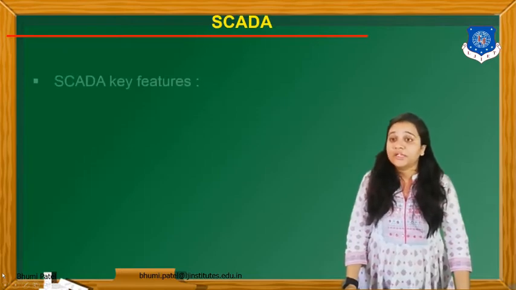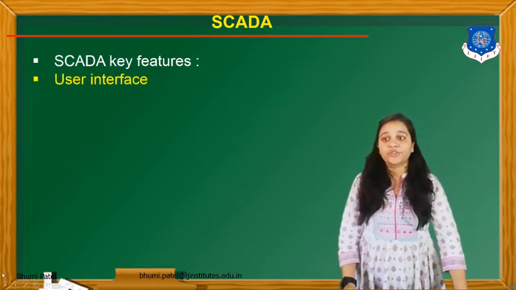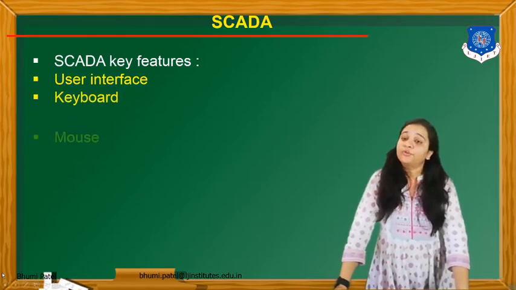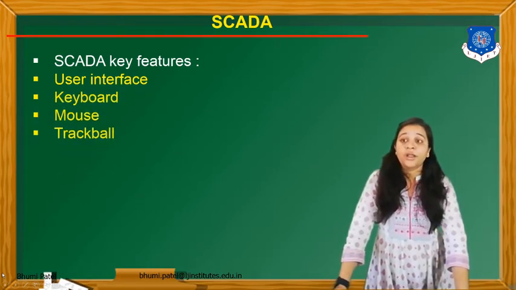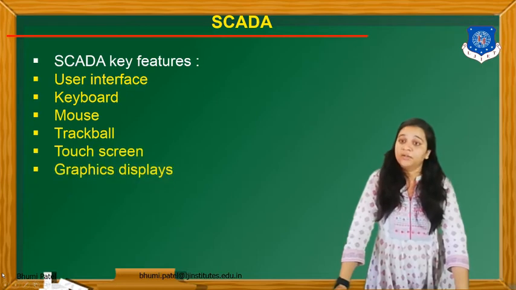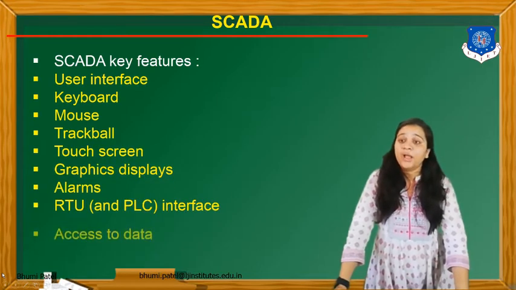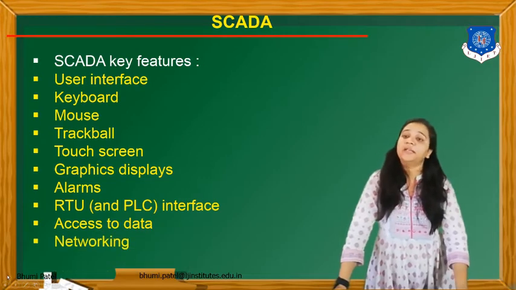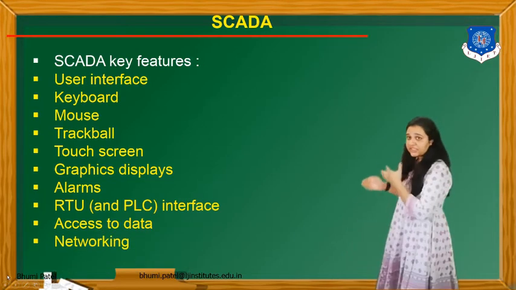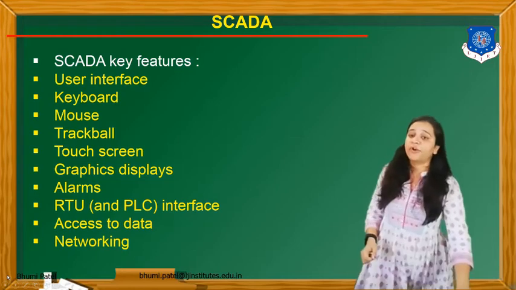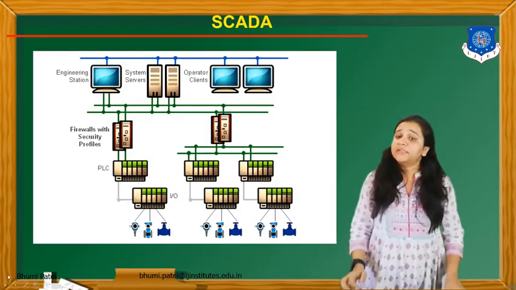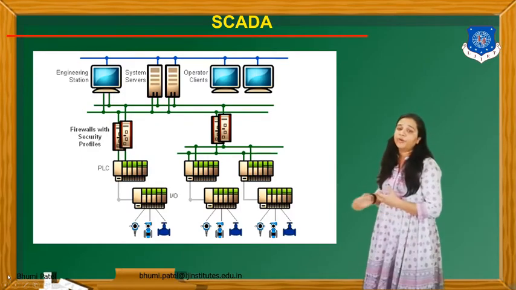What are the key features of SCADA? SCADA is used for the user interface. We use the keyboard, mouse, trackball, touch screen, graphic display, alarm, RTU and PLC interface, access to data and the network. These are the key features that are required for SCADA operation. Now, this is the actual block diagram of SCADA.